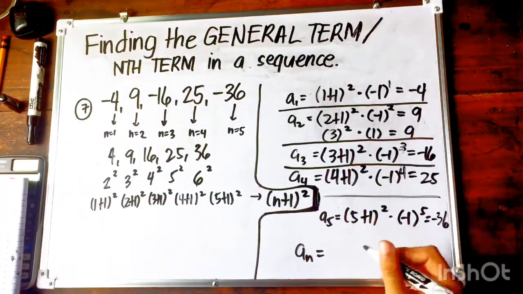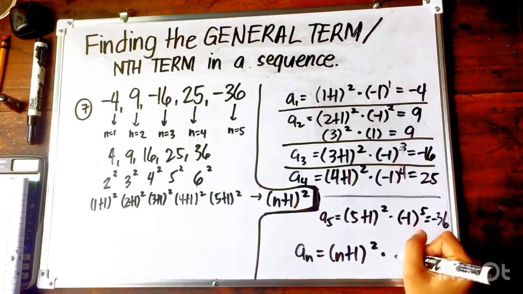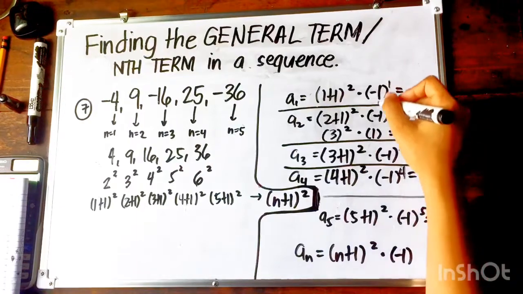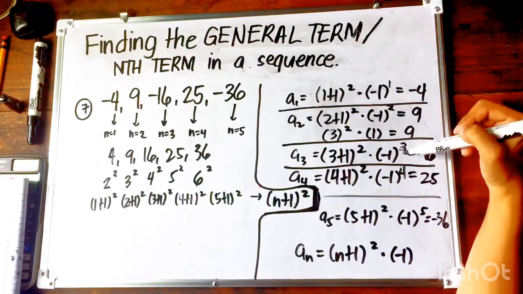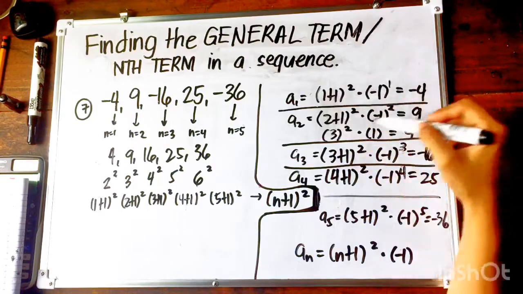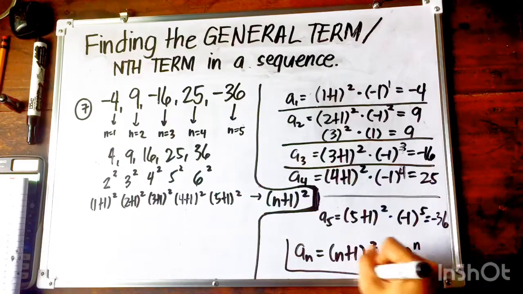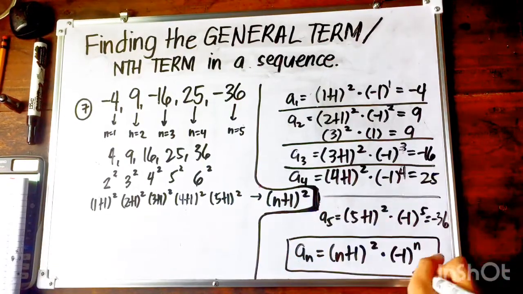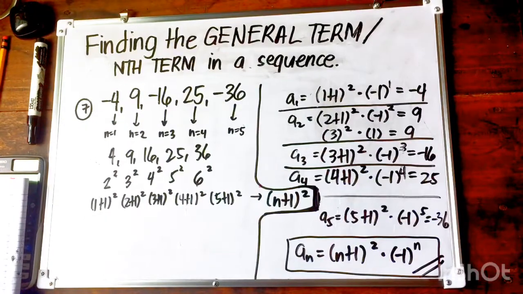So, ibig sabihin, if we're going to generalize now, okay, considering the negative sign, we will be having n plus 1 squared times, since yan yung consistent dito, negative 1. Observe ano yung mga exponent natin dito. Yan lang yung mga n lang naman, di ba? So, raised to n. Okay? So, ibig sabihin, ito yung general formula niya.